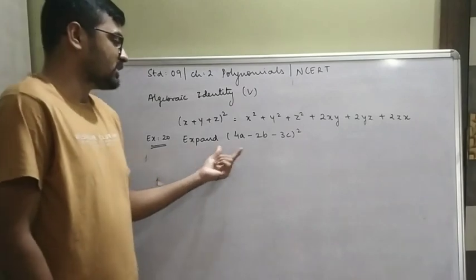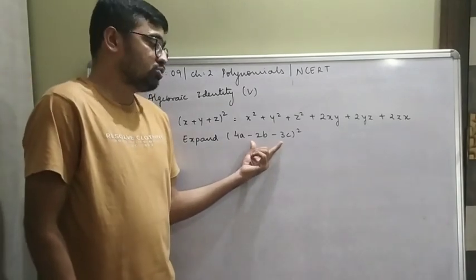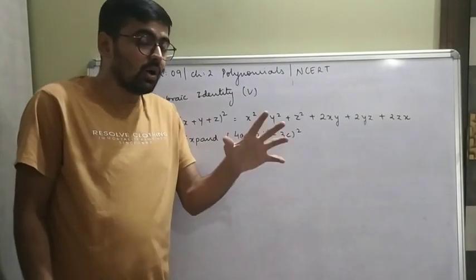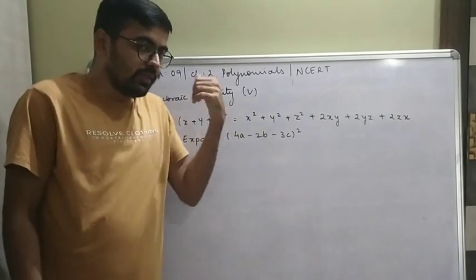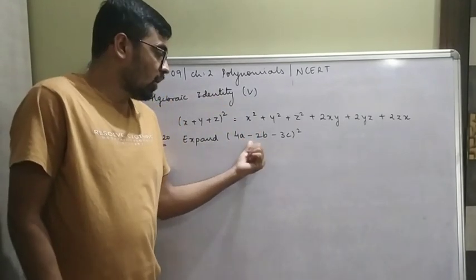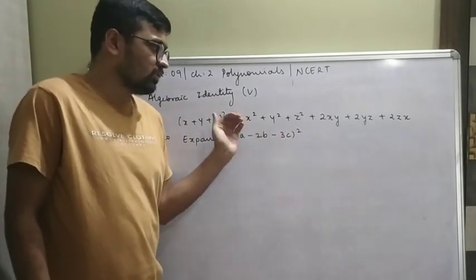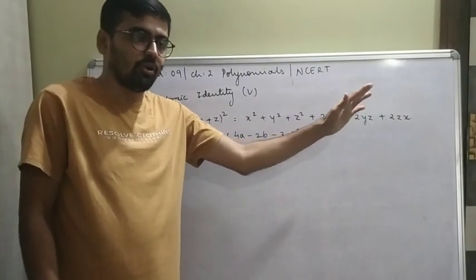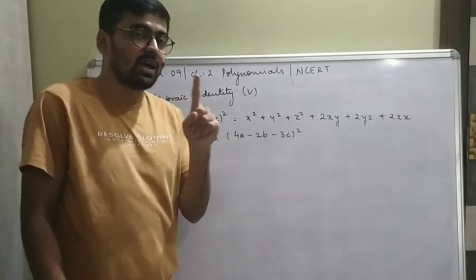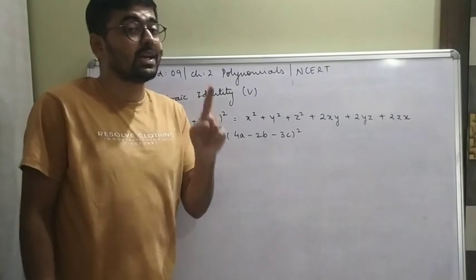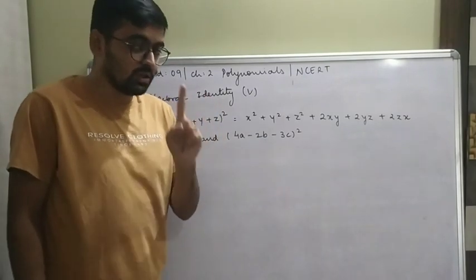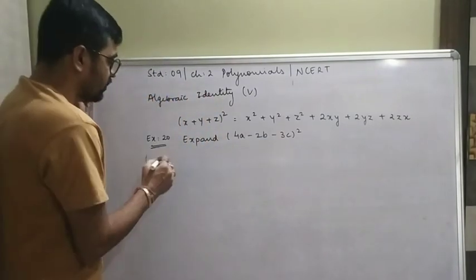Now we want to expand 4a minus 2b minus 3c. Now how is this going to be important? In the previous example number 19, all of them are positive. So there was no complication at all. Now here these two terms are negative and we need to take care of it. Watch, observe carefully how we are going to solve.